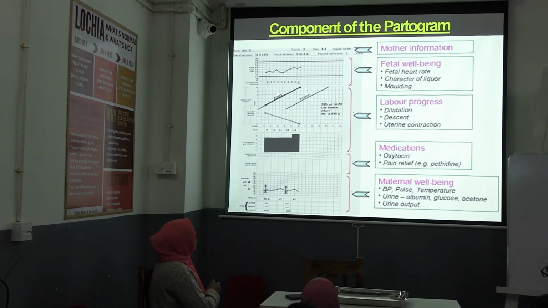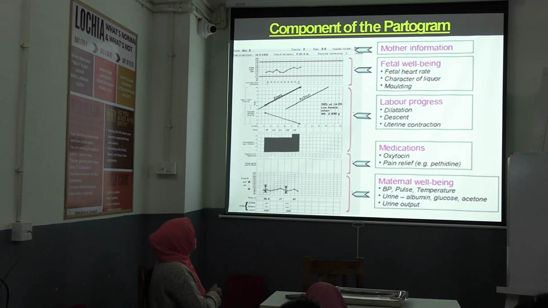Here one square equals 1 centimeter of dilatation of the cervix on the y-axis. So this is the time. Time is only in the middle of the graph, and according to this time all the things are plotted. Okay, and this is the contraction of the uterus. How is the contraction, mild, moderate, or severe? You will plot it over here.